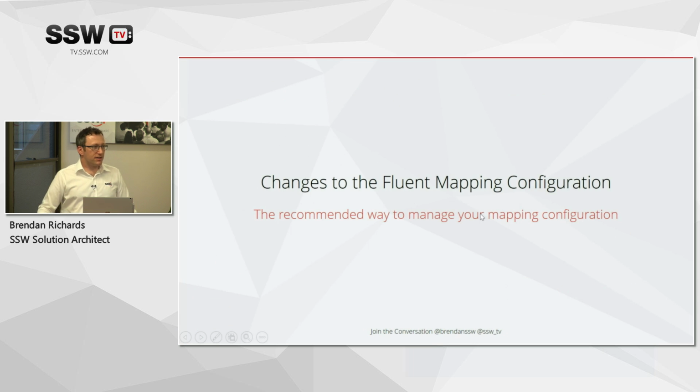So the next thing I'm going to show you is some changes to the Fluent mapping configuration. And I recommend this is the best way of managing your mapping, because you can use annotations, but to use annotations, you're going to make changes to your persistence object itself. Where Fluent mapping, you can add the mapping without making changes to your fundamental core records, your core design objects, domain objects.